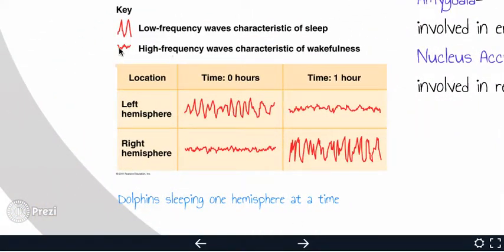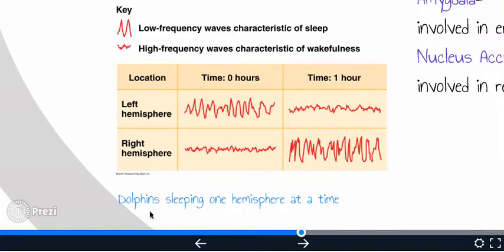And then we can also look at low frequency waves, the characteristics of sleep, versus high frequency when you're awake. So when we look at brain waves, here's time 0 hours, time 1 hour, here's your right hemisphere, they're opposite. This would be for dolphins. This would be dolphins sleeping one hemisphere at a time. That's pretty cool.